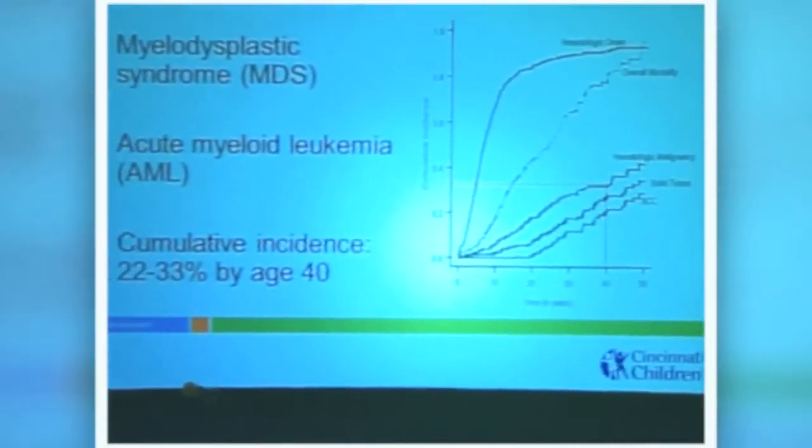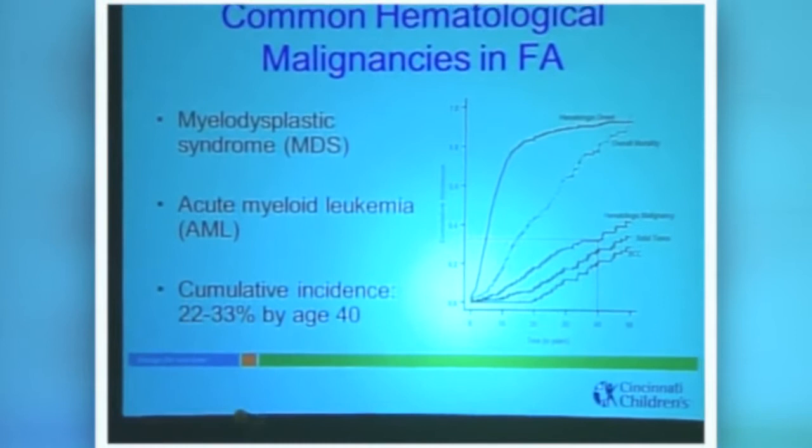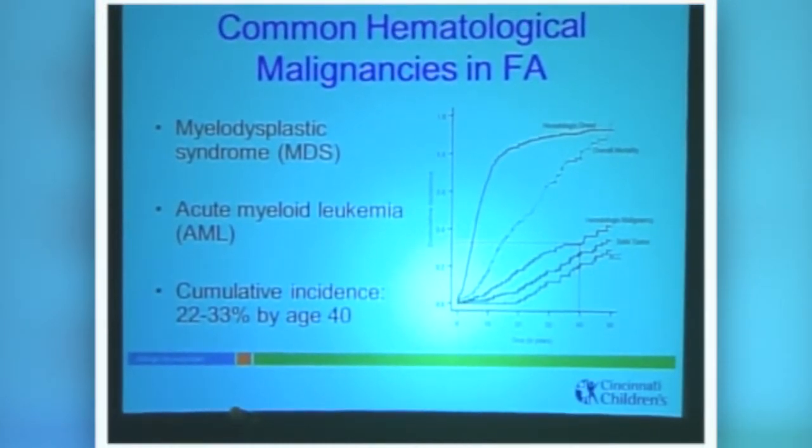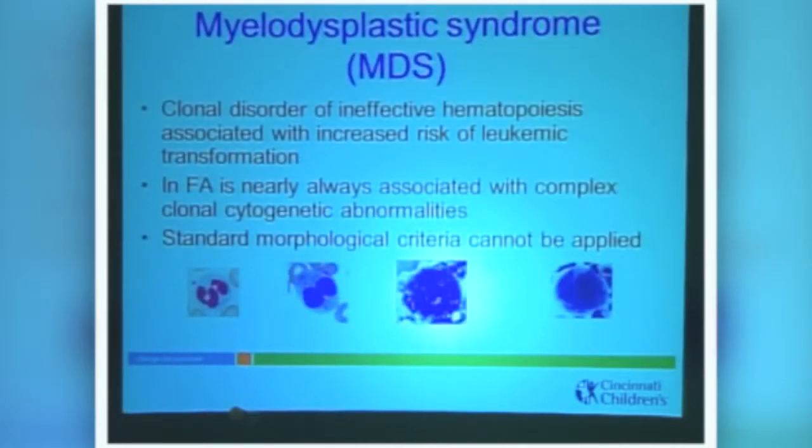MDS, acute myeloid leukemia. As shown in the picture, by age 40 years, essentially 20 to 33% of patients will develop either MDS or AML, which is significantly high compared to the general population. Myelodysplastic syndrome is considered a pre-leukemia in common terms. It's a clonal disorder of ineffective hematopoiesis associated with increased risk of leukemic transformation. In FA, it's usually associated with a complex karyotype or complex clonal cytogenetic abnormalities.